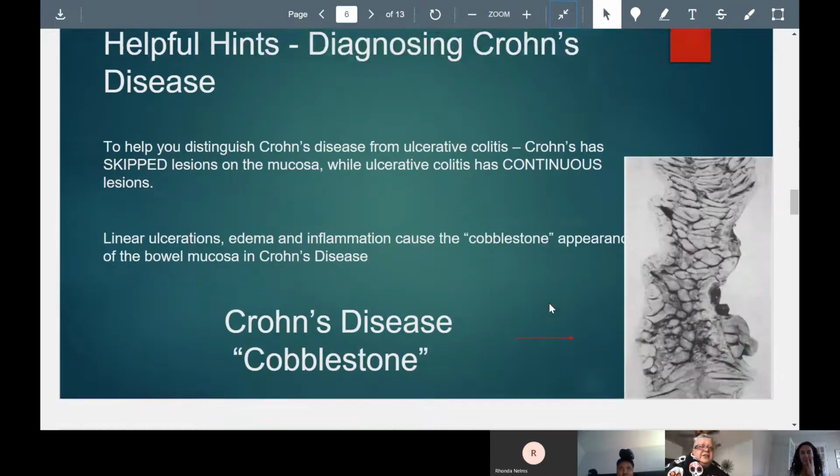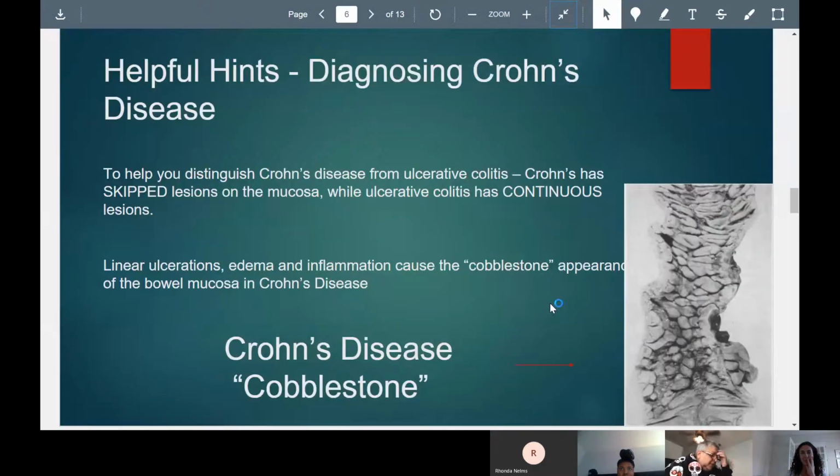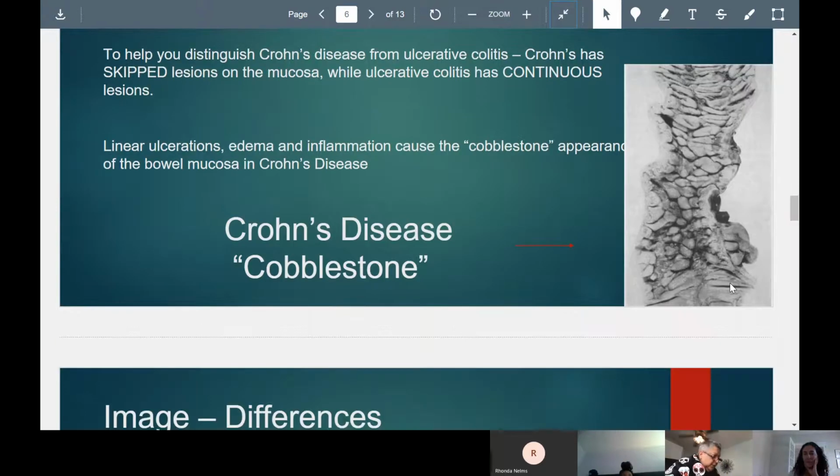Helpful hints in diagnosing Crohn's. To help you distinguish Crohn's disease from ulcerative colitis, Crohn's has skipped lesions on the mucosa, while ulcerative colitis has continuous lesions. Also, as you can see by the picture, I don't know if you can for sure, it looks like a cobblestone. Linear ulcerations, edema, and inflammation cause the cobblestone appearance of the bowel mucosa in Crohn's disease. So that's what they would be looking at if they did a colonoscopy.